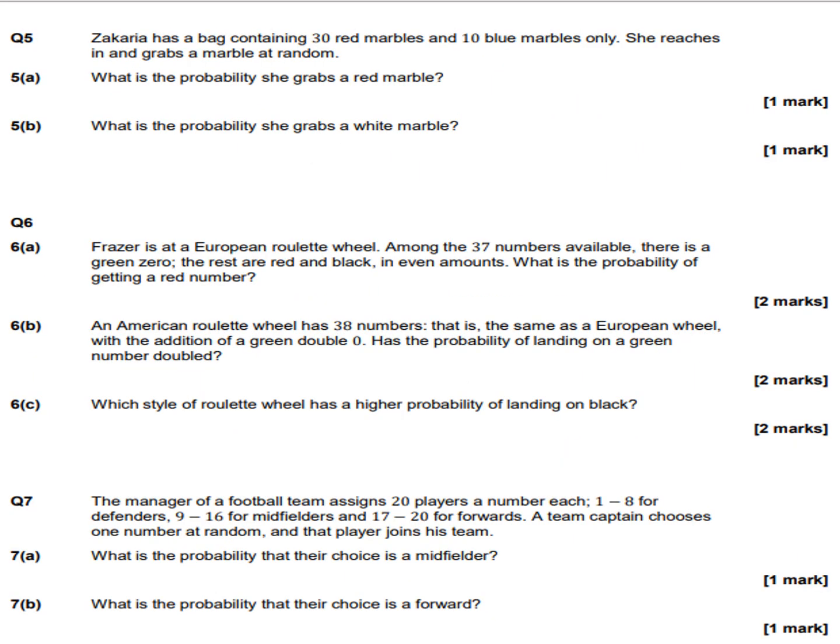Okay, question number 5, guys. Zakira has a bag containing 30 red marbles and 10 blue marbles. She reaches in the bag and picks one at random. What's the probability that she picks a red marble? That'll be 30 out of a total possible 30 plus 10, which is 40. So it's 30/40, which simplifies to 3/4.